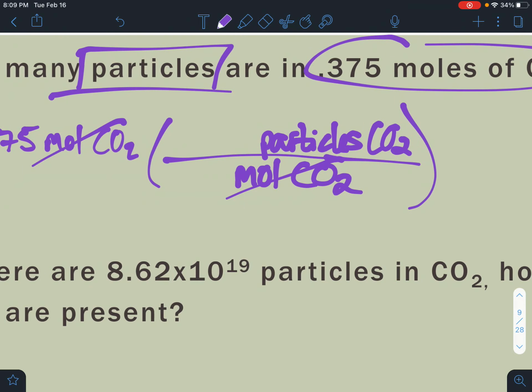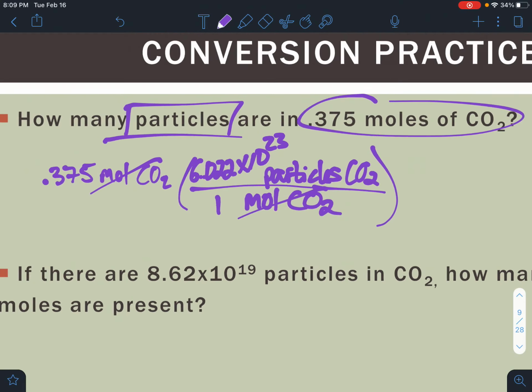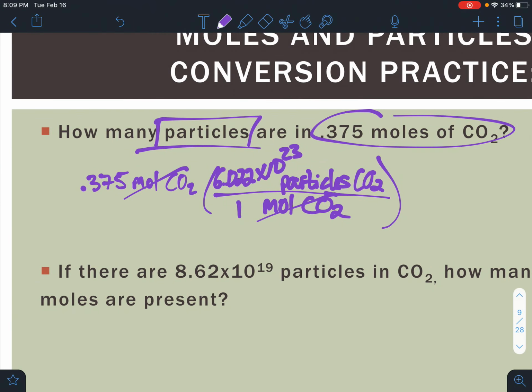At this point, we can just plug in our numbers. We know that 1 mole of a substance is equal to 6.022 times 10 to the 23rd particles of that substance. So I chuck it into the conversion factor. Moles crosses off. We're left with particles, which is what the question asks for. So at this point, we're able to solve.